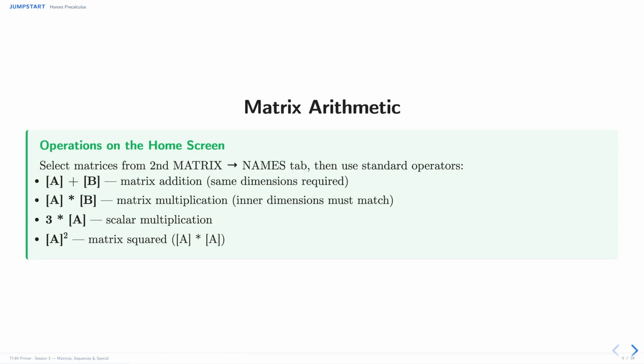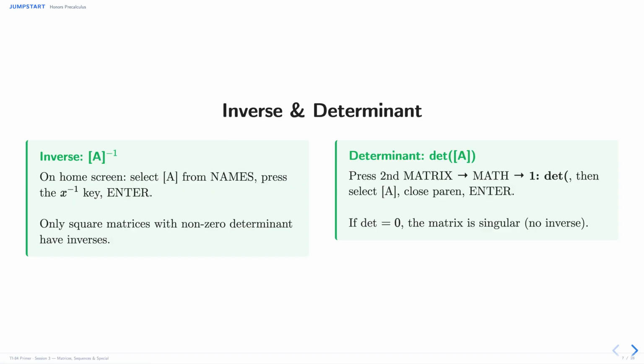When performing matrix arithmetic, select your matrices from the Names tab after pressing the second key and then the matrix key. You can use standard operators like addition and multiplication. Keep in mind that for matrix addition, the matrices must have the same dimensions, and for multiplication, the inner dimensions must match. If you encounter an error message about dimension mismatch, double-check your matrices.